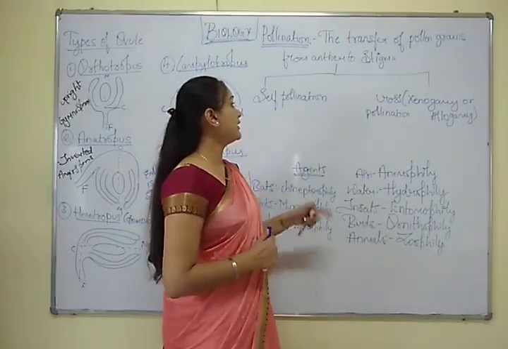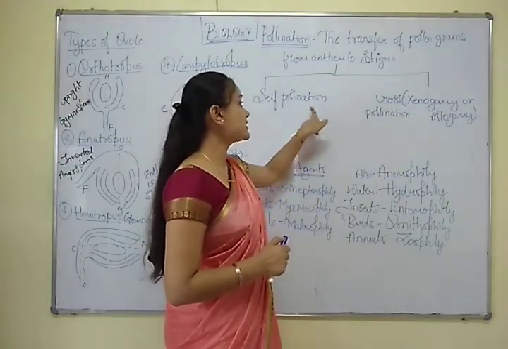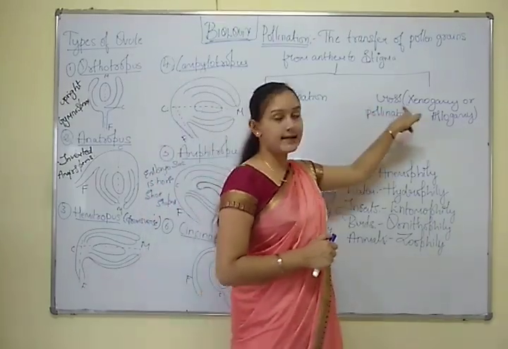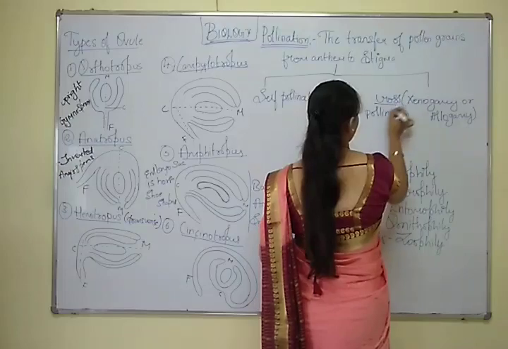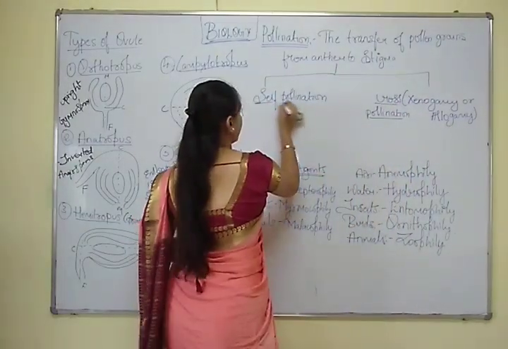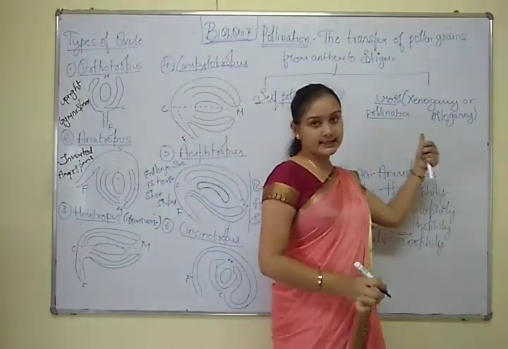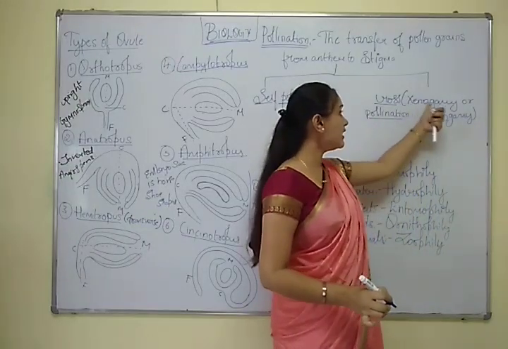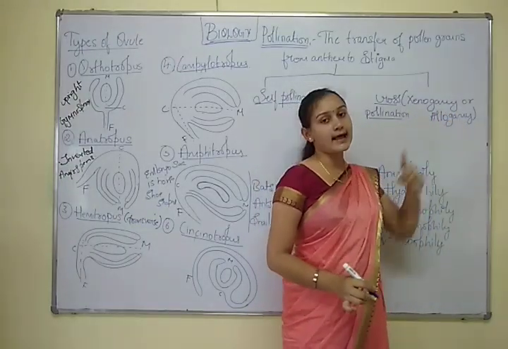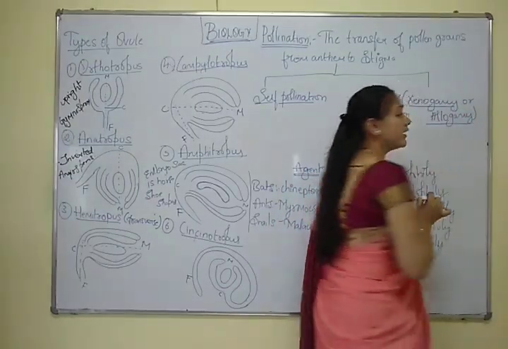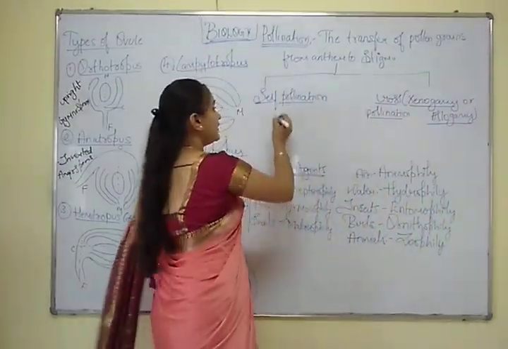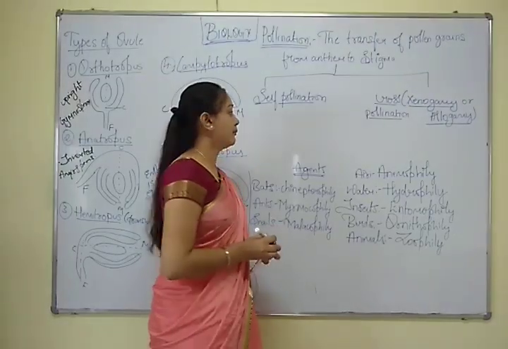In pollination there are two types. One is self pollination and another one is cross pollination. The cross pollination is also called xenogamy or allogamy. Now let's see what is self pollination.